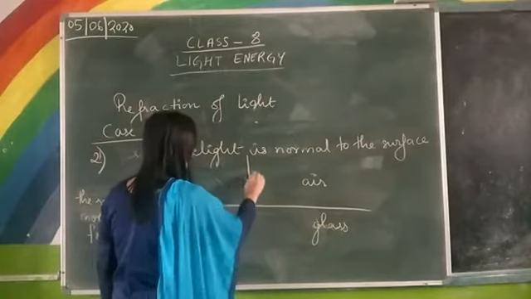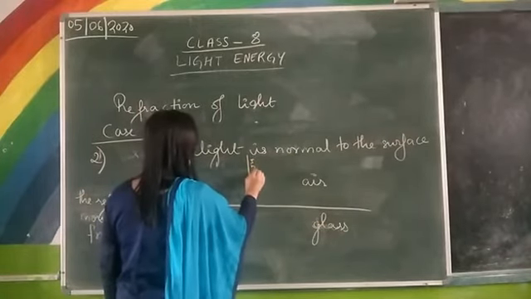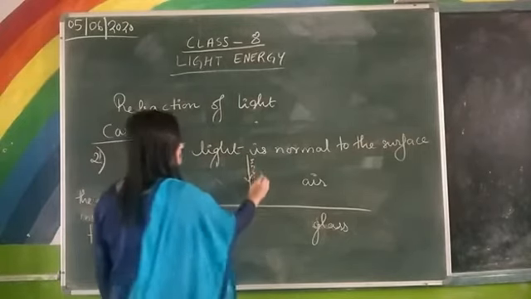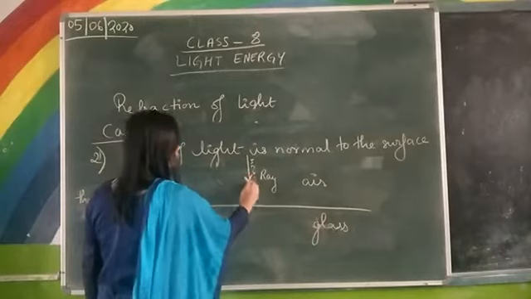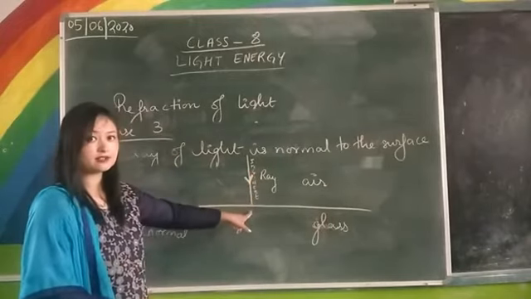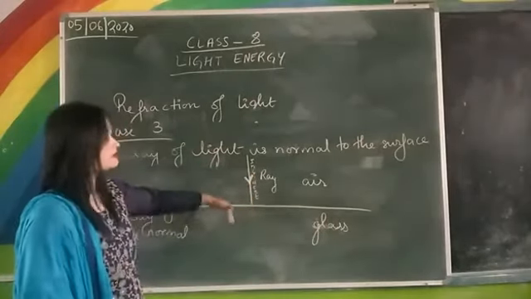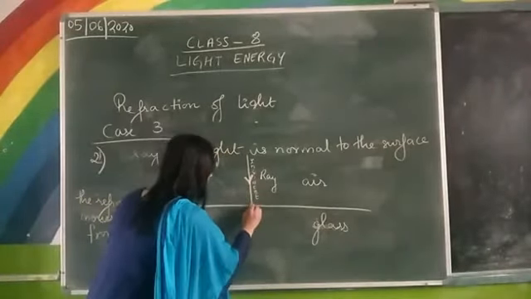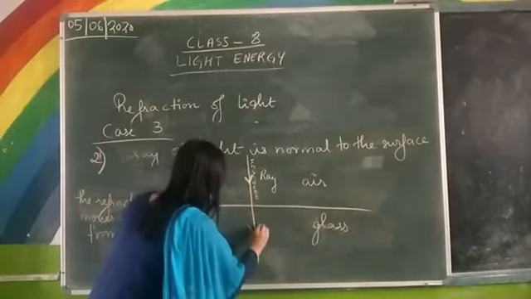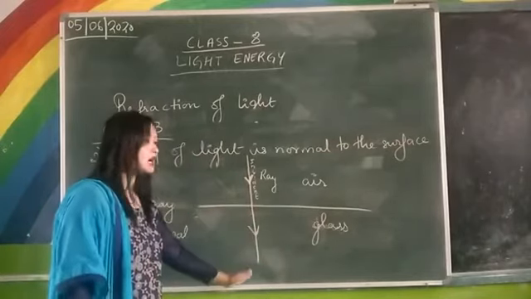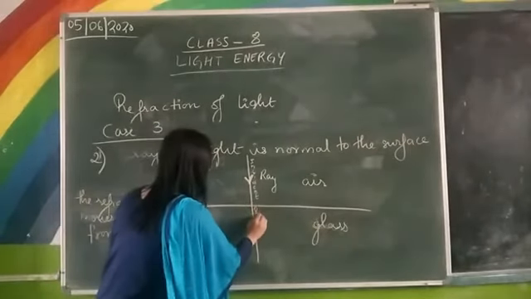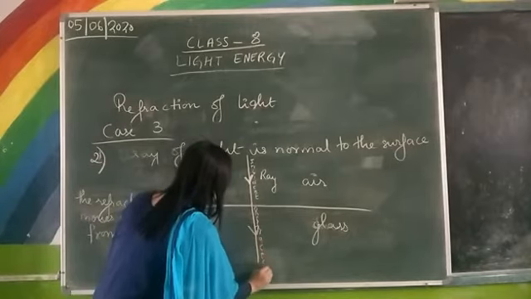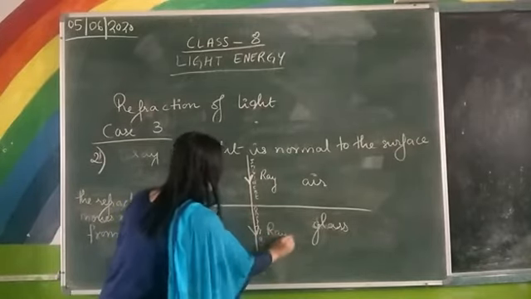So this is your incident ray. Your incident ray is falling normally on the surface. Which angle is it making? 90 degrees. So any ray which is normal to the refracting surface passes undeviated. So this is how the refracted ray will look. It will pass undeviated. Okay, undeviated means it will not move towards or away from the normal. So this is your refracted ray.